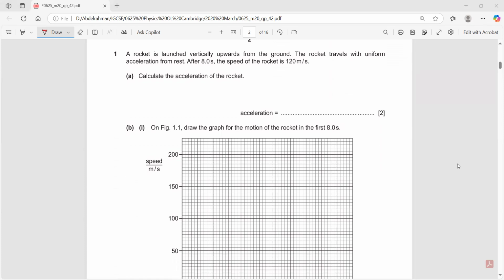Yes, acceleration would be equal to v minus u over t. The final velocity is 120. Initial velocity is 0 because it's moving from rest, and the time is 8 seconds. So what is 120 divided by 8? It is 15 meters per second squared.